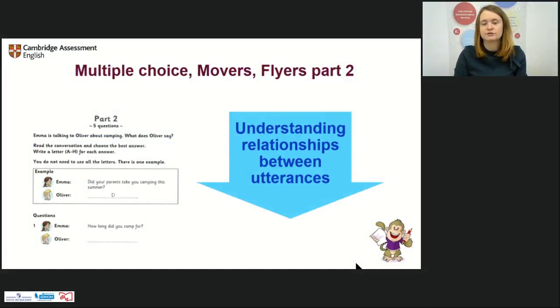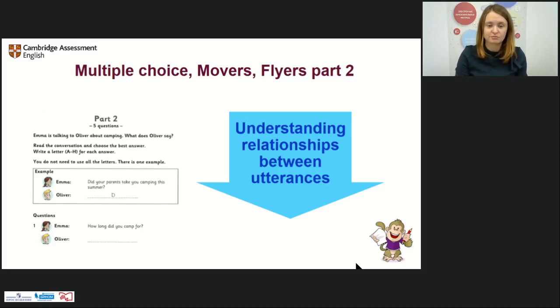Another multiple choice task for Movers and Flyers. They have some conversations. They need to understand the relationships between utterances. So here they should concentrate on functional language and some grammar.